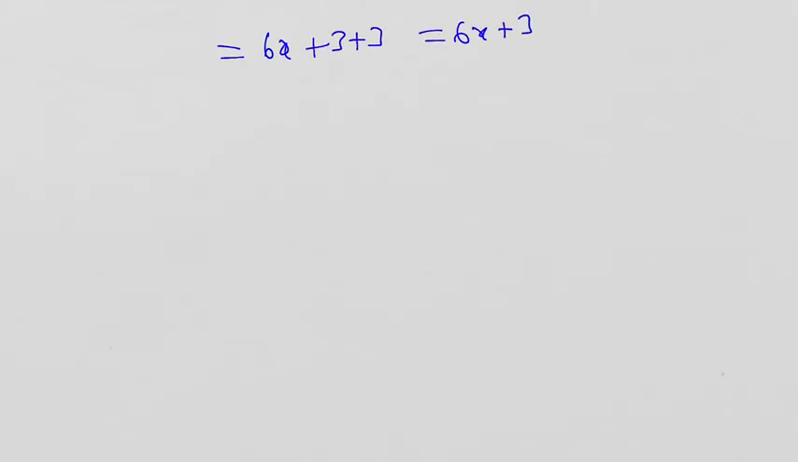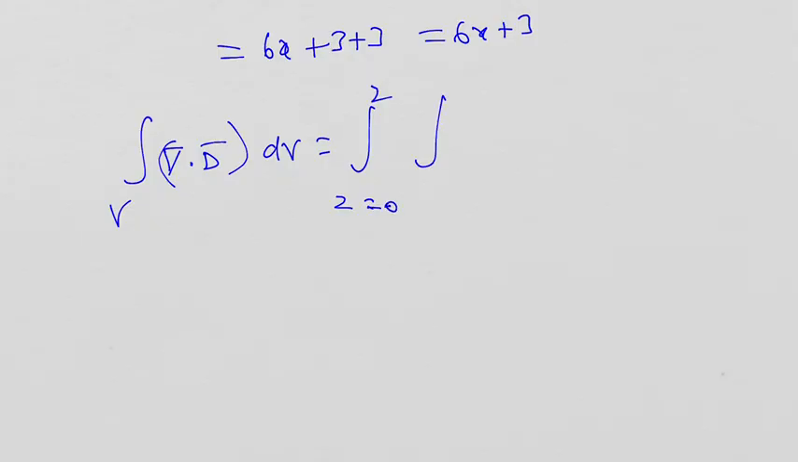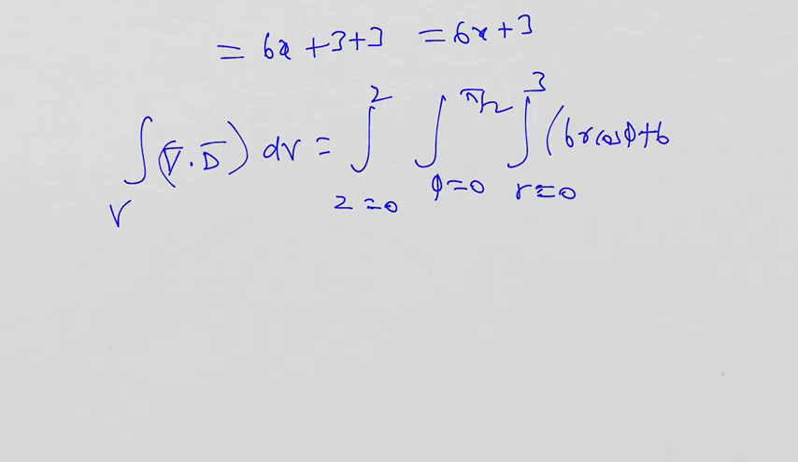6, when we integrate it, because for the computation of volume integral of del dot D dV, we need to obviously look into z is equal to 0 to 2, phi is equal to 0 to pi by 2, and r is equal to 0 to 3. Yes, 6x is replaced by 6r cos phi plus 6, whereas for the volume, in the case of a cylinder, differential volume is given by dr r d phi dz. So r dr d phi dz.